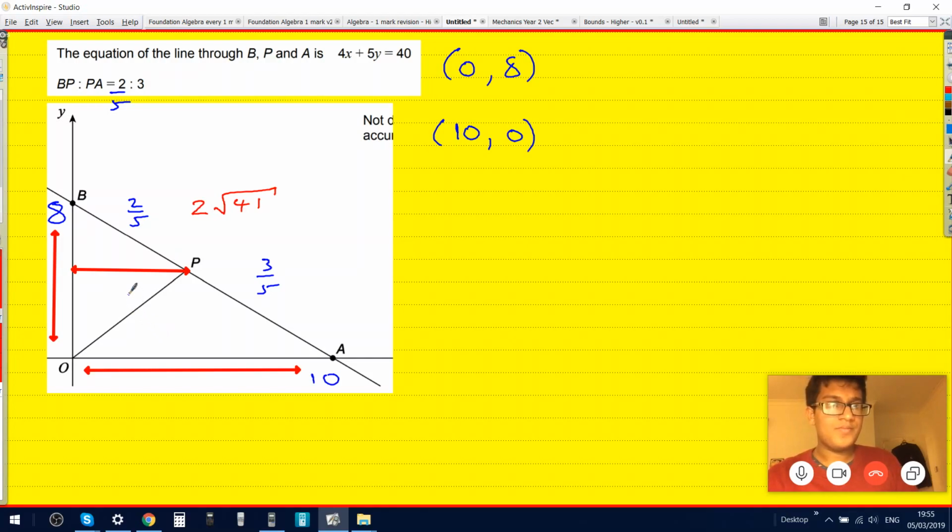My guess is it's going to be base times height. A half times base times height. We have the base is 8. Can we get the height? Or I don't know. So 2/5 of the way from B to P to A, that's 2/5 of the total. That's 3/5.